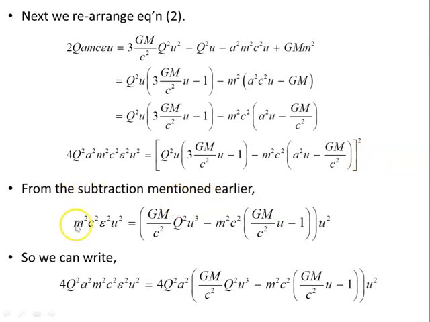Now, from the subtraction mentioned earlier, we could also do a m squared, c squared, epsilon squared times u squared for that as well, which gives us this. Okay, and then we can multiply this by the 4q squared, a squared. And so what we end up with is this object here. And bear in mind that this must equal this object up here. So a little bit of algebra, a little bit of combining equations here, but this object here equals this, and this object here equals this. Well, these two things are the same, so that and that must be equal.